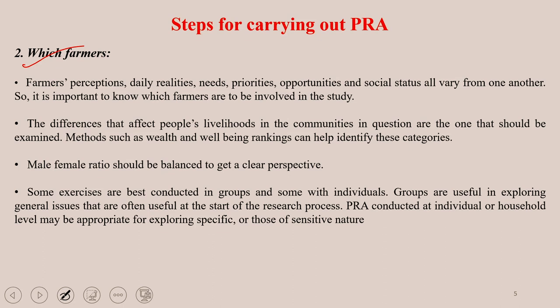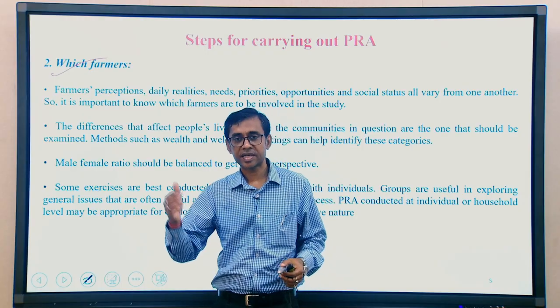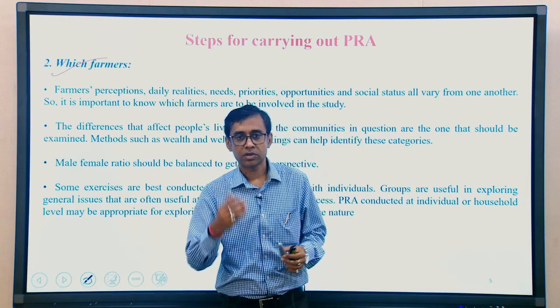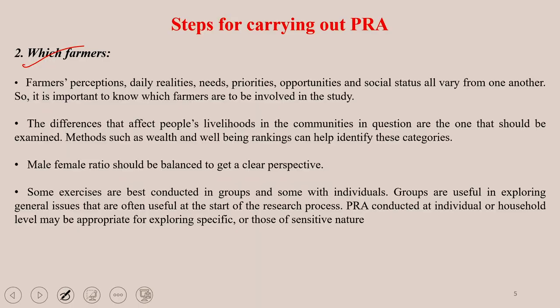that should be examined. Methods you can use, such as wealth well-being ranking, can identify their categories in the sense of economic status. We will be discussing this in great detail in the following classes about various methods of ranking. Now, the male-female ratio should be balanced to get a clear perspective. This is again a point that we discussed in module 5A. So it has to be inclusive in nature.